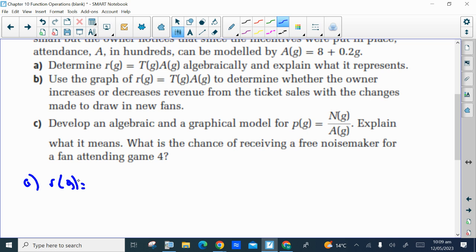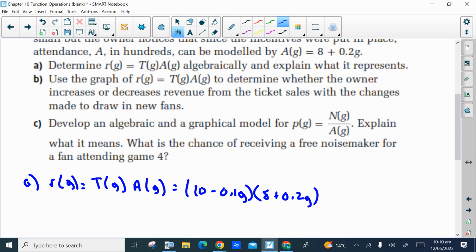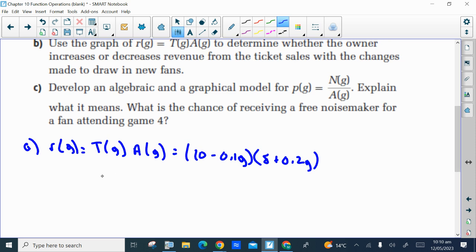R at G, it says, is T at G times A at G. So T at G is 10 take away 0.1 G times A at G, which is 8 plus 0.2 G. And I mean, you could definitely multiply those out.